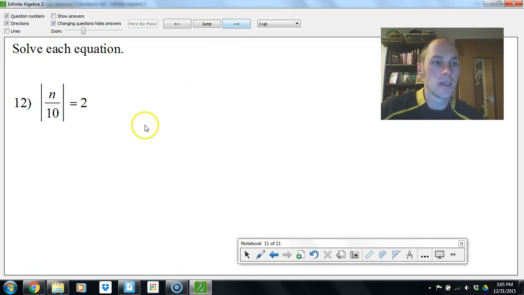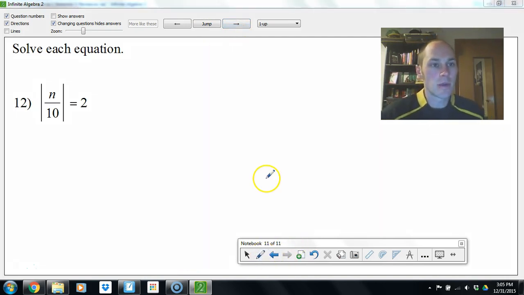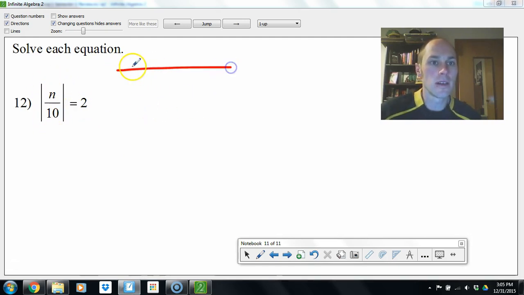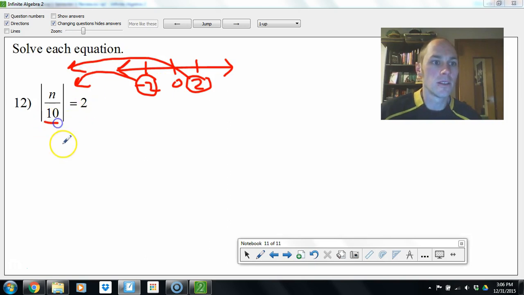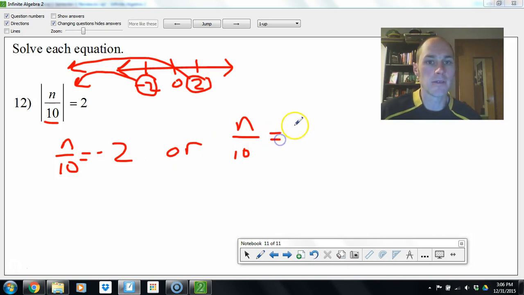Next question. Here we have an absolute value equation. So remember, we need to get absolute value alone because the absolute value is equal to 2. So what that means on our number line, I know what's 2 away from 0. Well, it's either 2 or negative 2. So I know my solution inside that absolute value will either be negative 2 or 2. So I just make my two equations now. N divided by 10 has to equal either negative 2 or n divided by 10 has to equal positive 2.